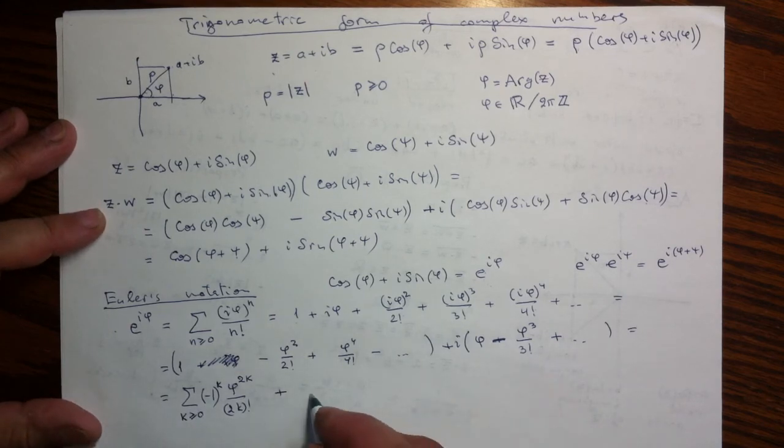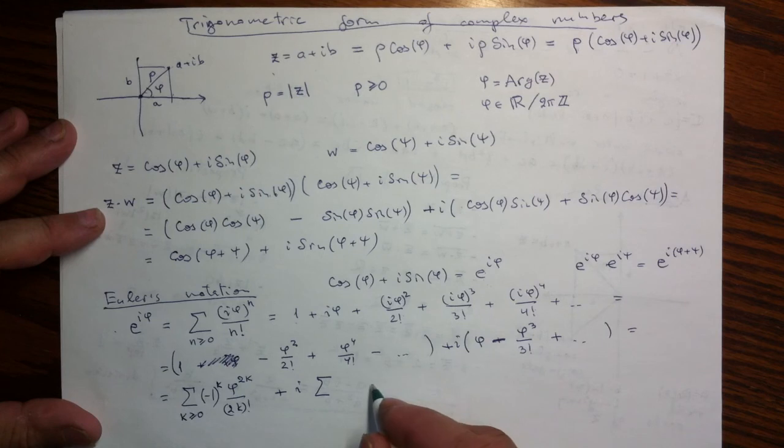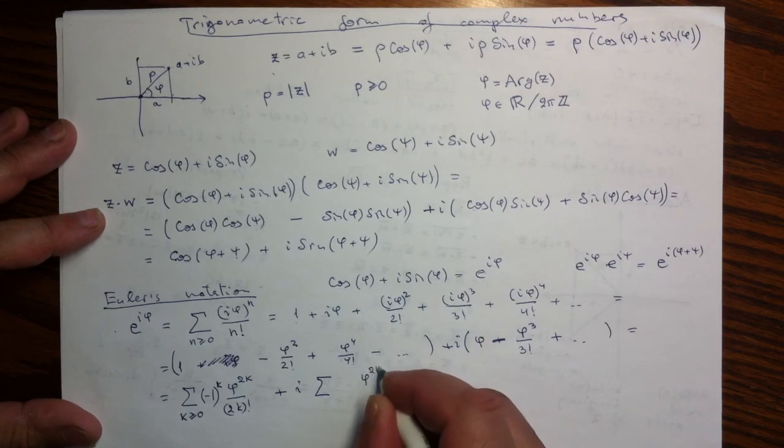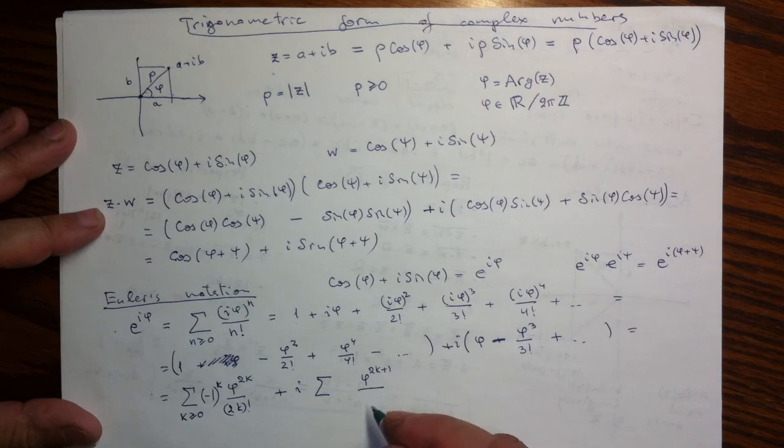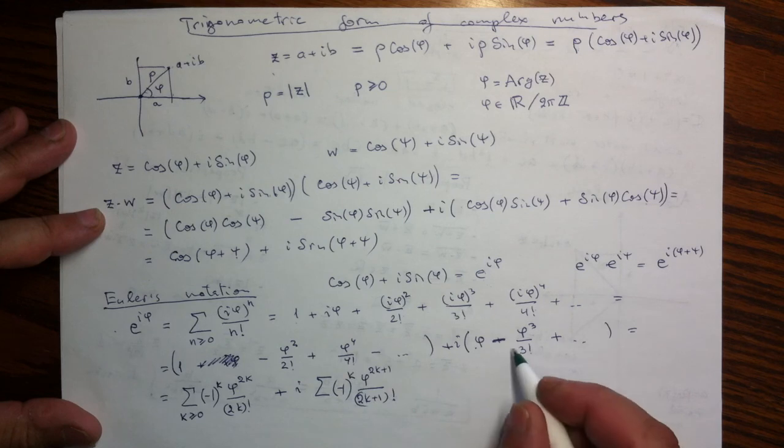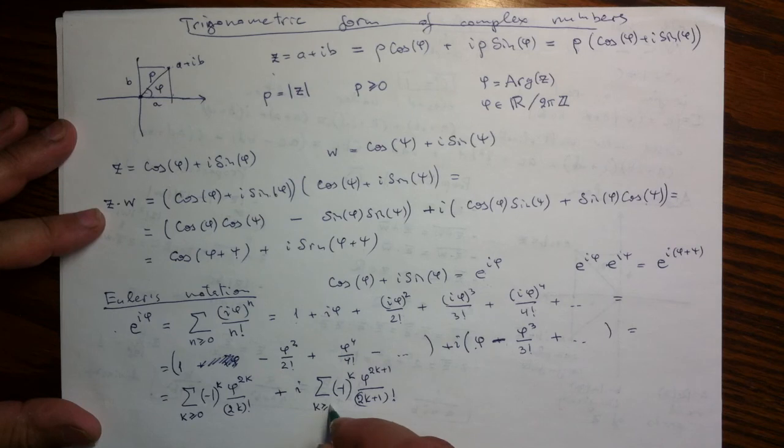And the second sum, coming with coefficient i, is a similar one. Now we have all odd powers. The power 2k plus 1 of phi is the generic term. The denominator is (2k plus 1) factorial. And again, the sign changes. It is positive for the very first member, when k is equal to 0. When k is equal to 1, it's negative, and so on. It will be changing as it should.